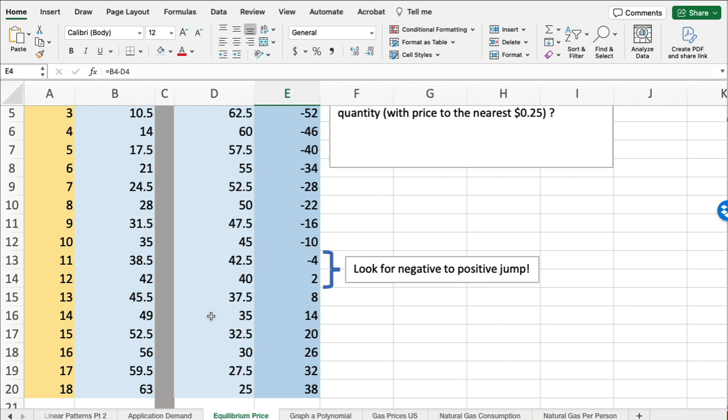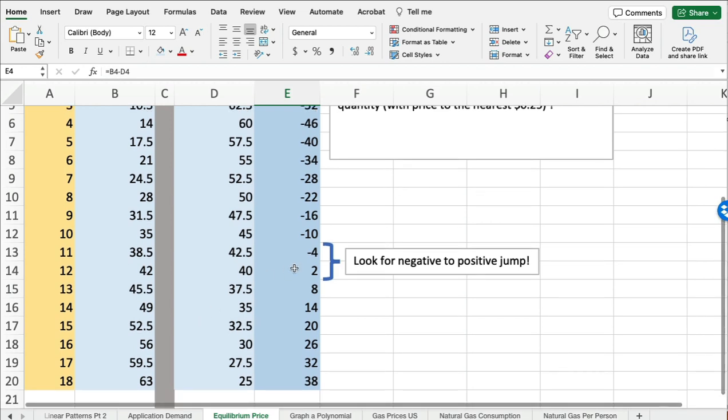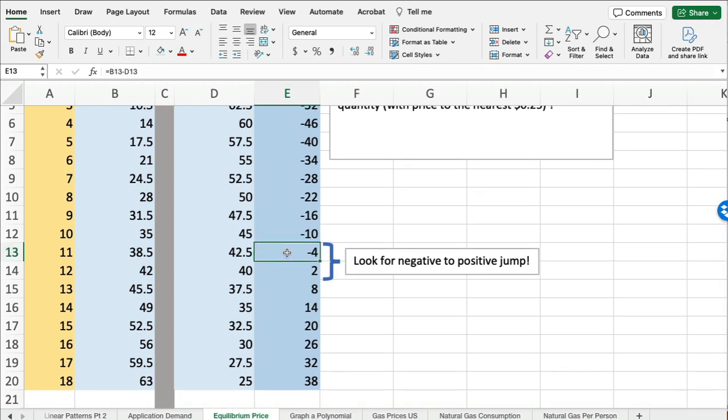On the table here, I want you to notice that there's a spot where the surplus calculation goes from a negative number to a positive number. So that right there is the place that we're looking at. We know that it's going to be 0 in between there.